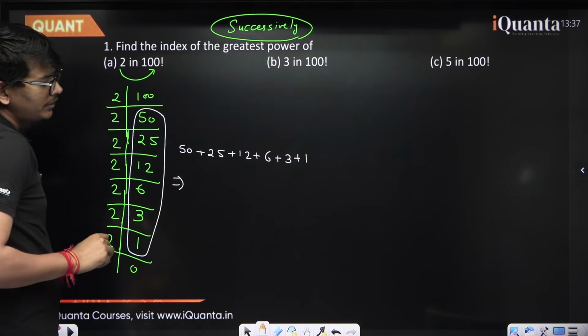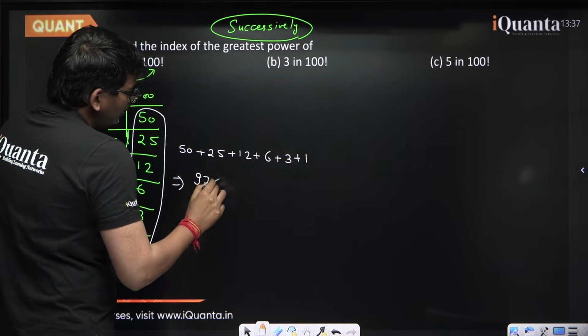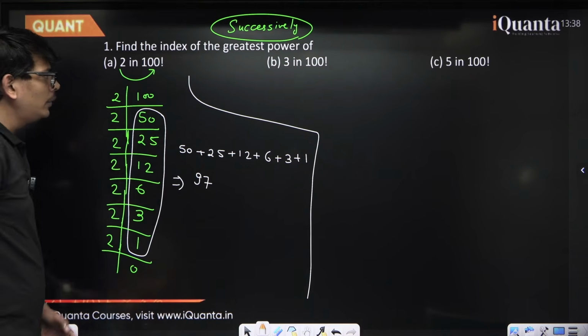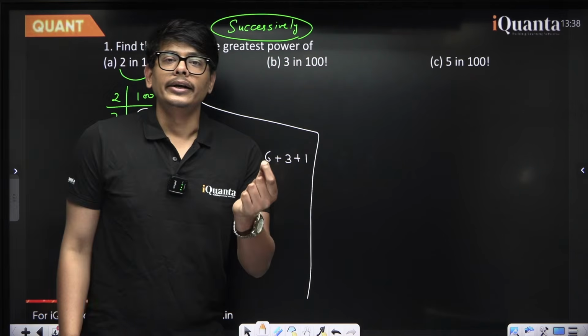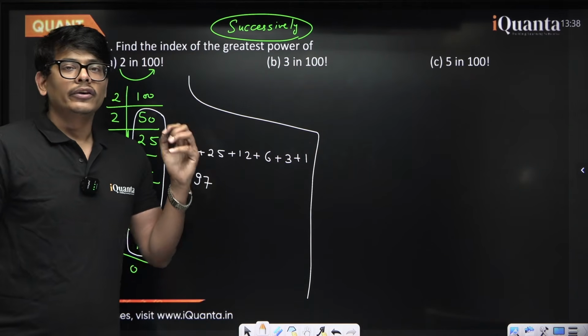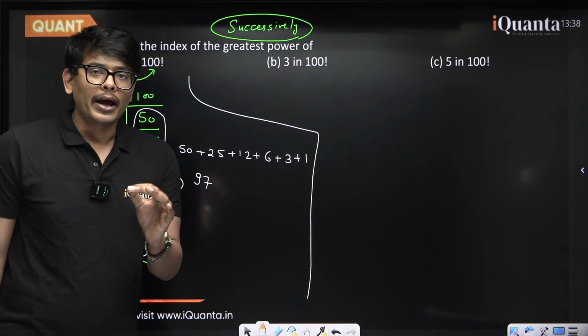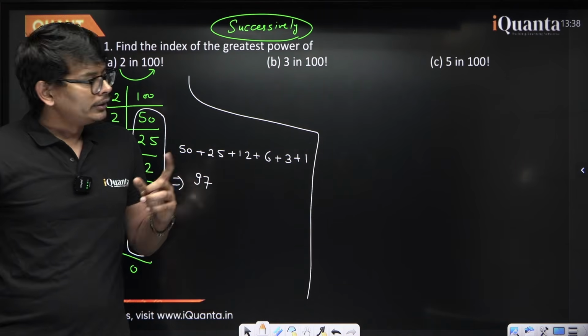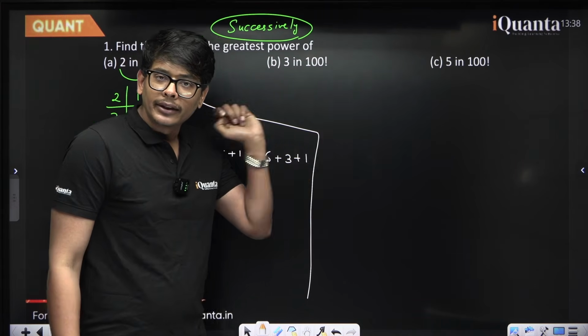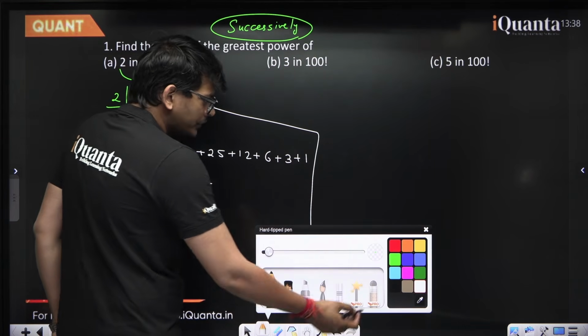75, 87, 93, 97. So the highest power of 2 in 100 factorial will be 97. In this way you can find out the highest power of any prime number in a particular factorial. Let's apply the same concept in this particular question.